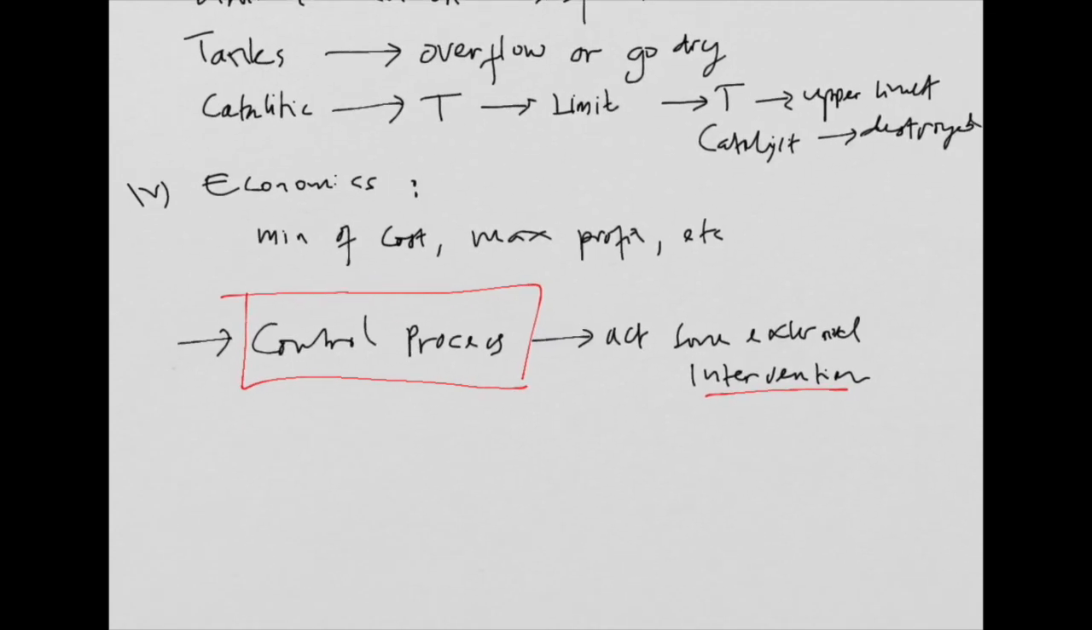So, we have to control the process. What does it mean to control the process? Control the process means we have to design the activity, the action from the control equipment, to make the intervention to the process. That we call this external intervention.